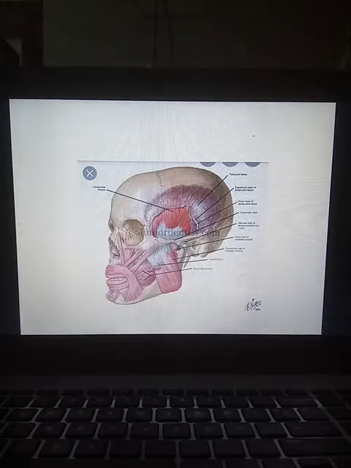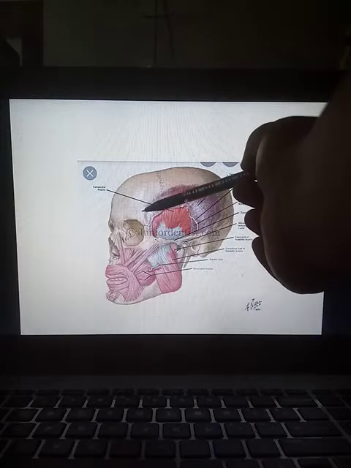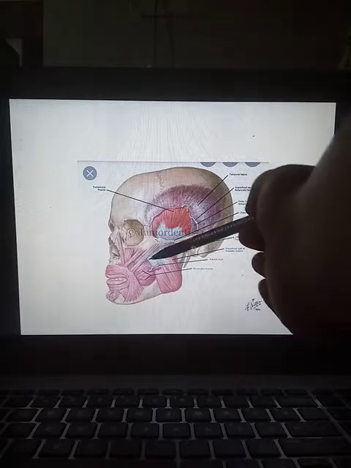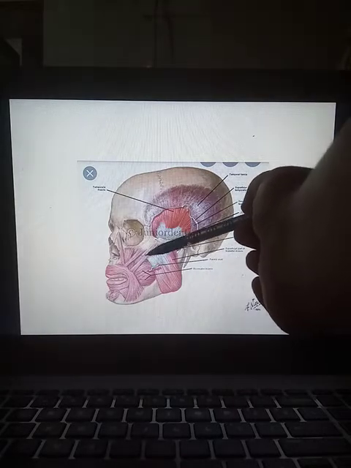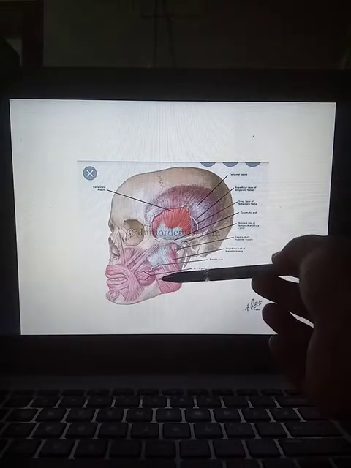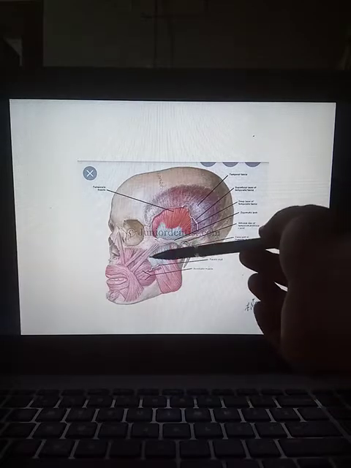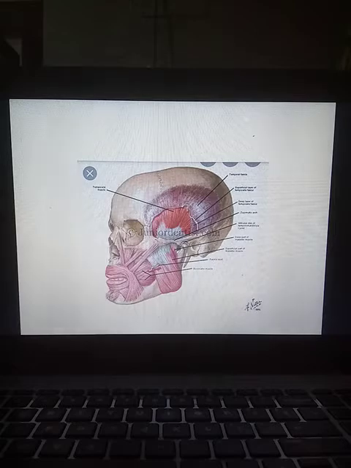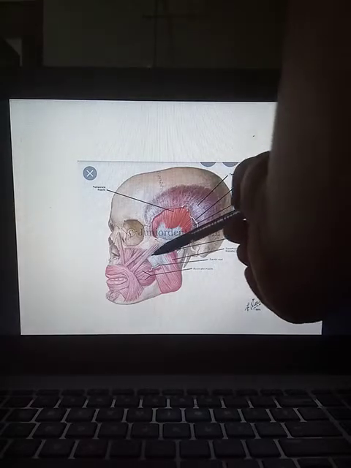Now here, as you can see, you will be seeing the muscles of mastication. This fan-shaped muscle is the temporalis muscle. This is your masseter. I will discuss these two with you. What is this masseter muscle?